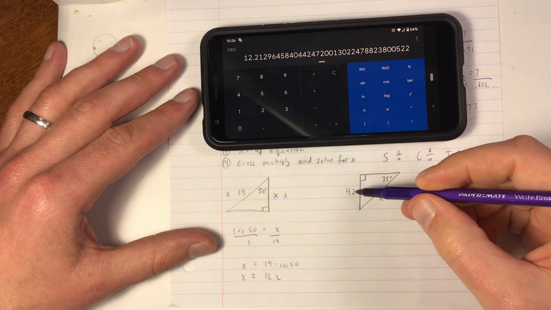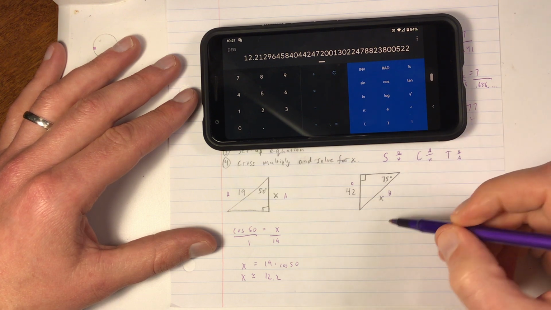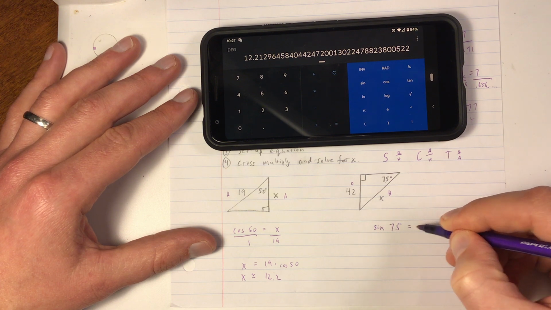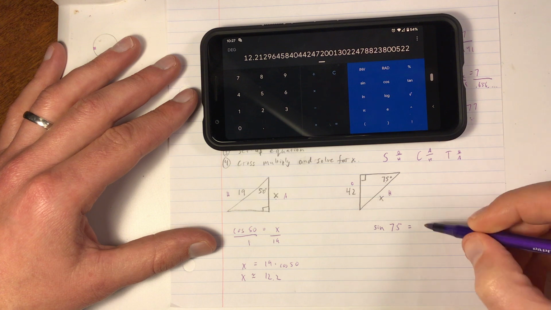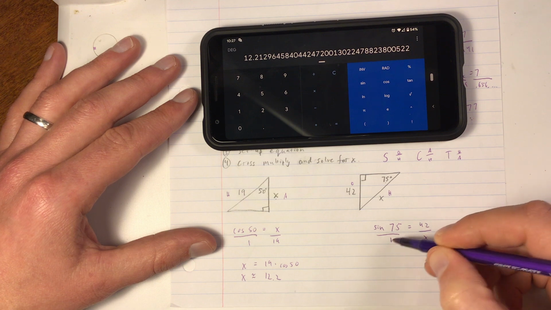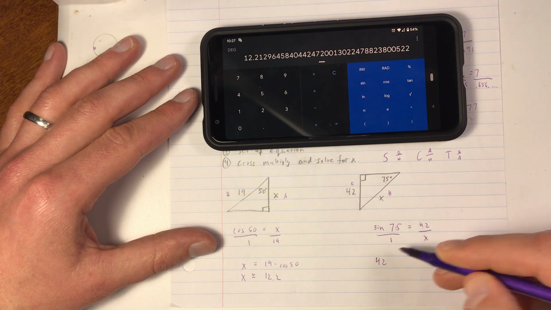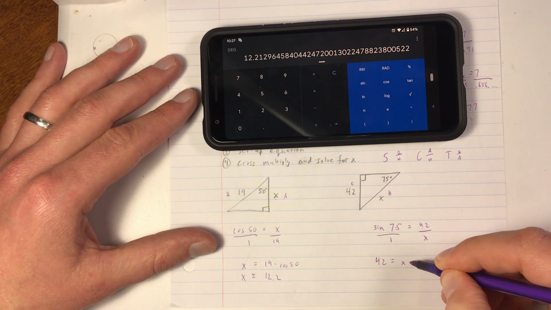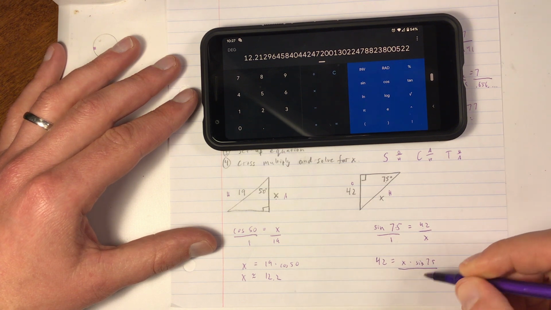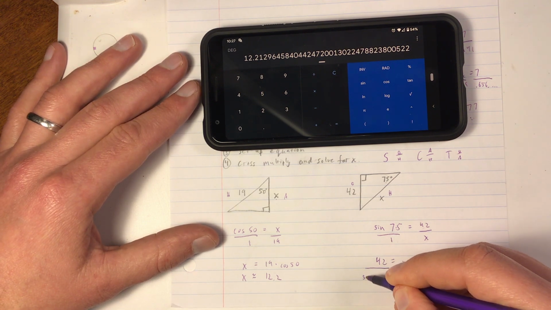On this one, this is the opposite. This is the hypotenuse, so that means I need sine. So the sine of 75 is equal to 42 over x. Put that over 1. I'm going to cross multiply. 1 times 42 is 42. That's going to give me x times the sine of 75. Whatever that decimal is, I don't know. Don't care right now. Divide by the sine of 75. Divide the other side by the sine of 75.